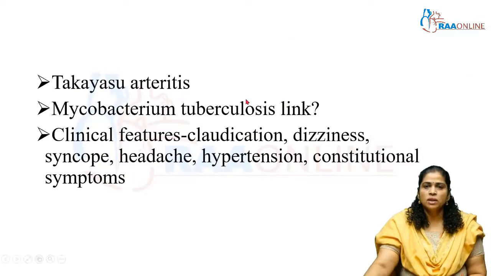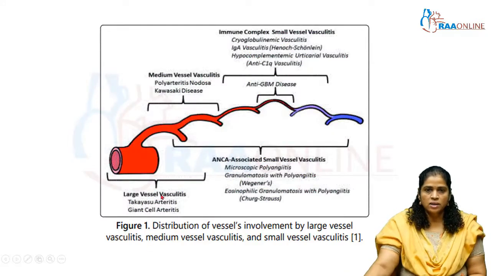We'll start off with Takayasu's arteritis. This is quite common in our country as compared to the other large vessel vasculitis, which is giant cell arteritis. So these two are the large vessel vasculitis. In India, Takayasu arteritis is more common. Giant cell arteritis is more common in the Caucasian population.